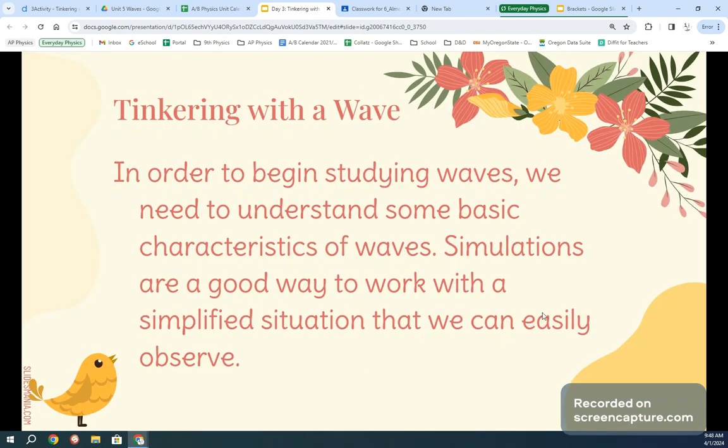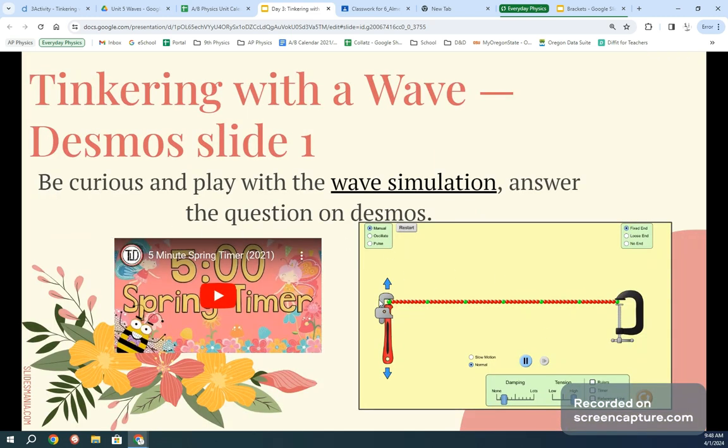So again, we're trying to understand some characteristics and some terminology that goes with the waves. Now, instead of doing labs in person, physically, there's a lot of error that can come up that way. We're going to be looking at some simulations so that we can simplify the whole process down and make it a lot easier to observe and understand. So here's the first part that we're going to have you go to, and you just click on this link for wave simulation and then answer the questions on Desmos.